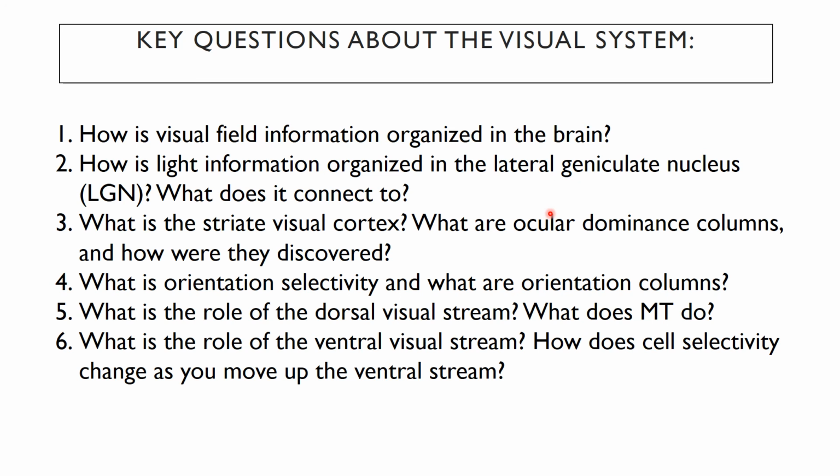What is the striate visual cortex? How do we know that it's called the striate visual cortex? What are ocular dominance columns? How were they discovered? What is orientation selectivity and what are orientation columns? And how were those discovered? What is the role of the dorsal visual stream and what is the role of the ventral visual stream? And then how does cell selectivity change as you move up the ventral stream? You have to know all of those concepts. And I look forward to talking about this at our next discussion section.